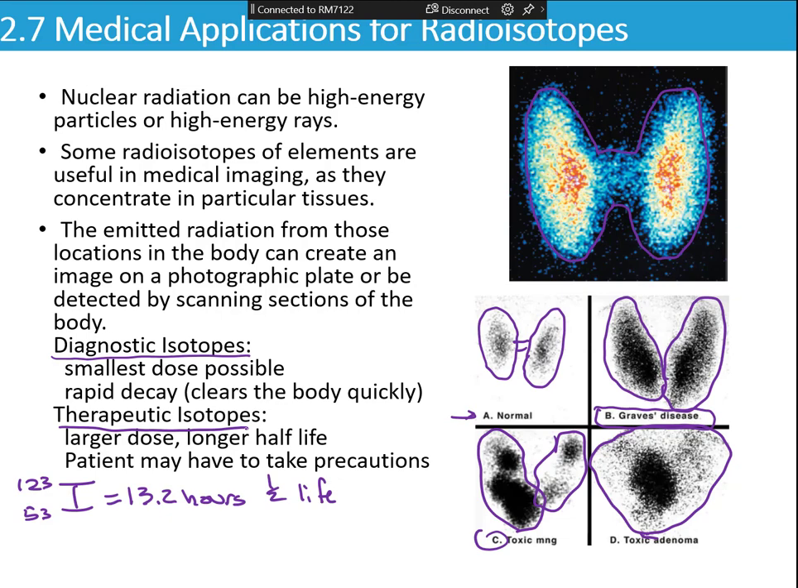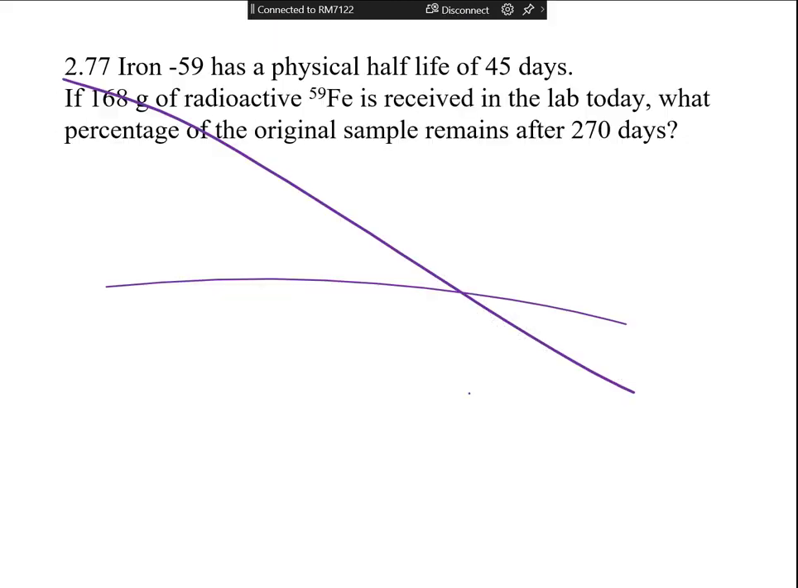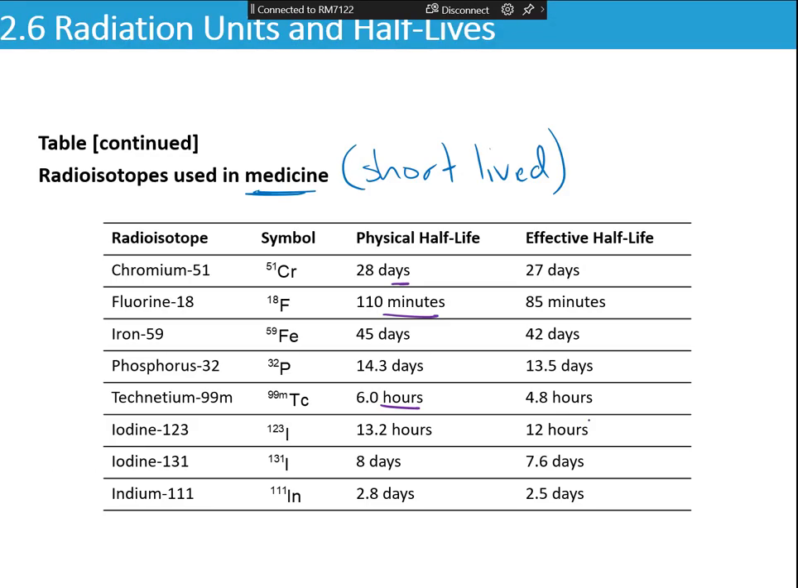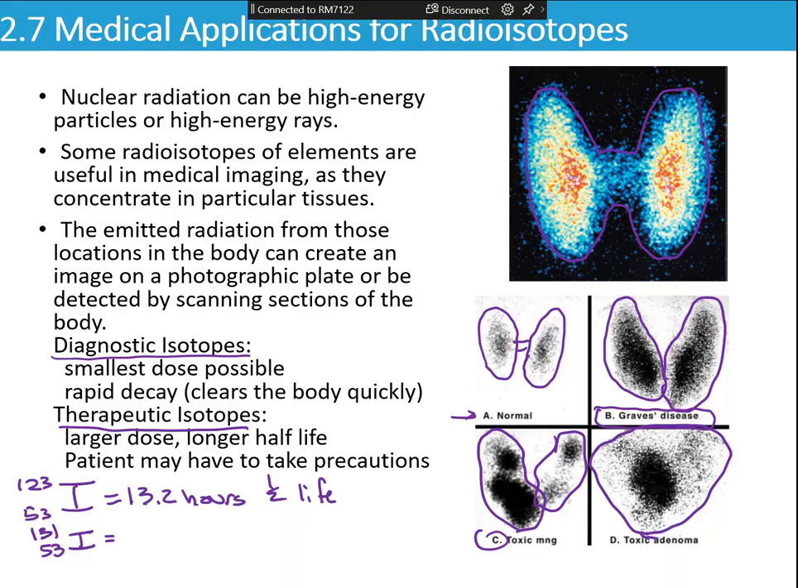So for these three patients, they would instead use iodine 131. Still number 53, but iodine 131, I got to flip back so that I can tell you how long its half-life is. 131 is 8 days. So see these two? The difference between them? Iodine 123, 13.2 hours. Iodine 131 is 8 days.